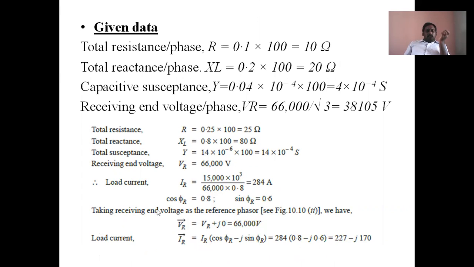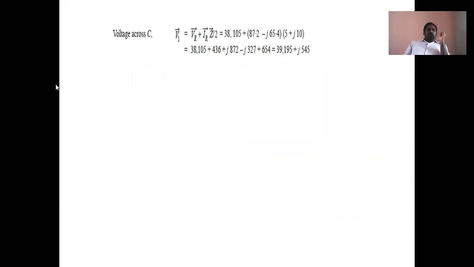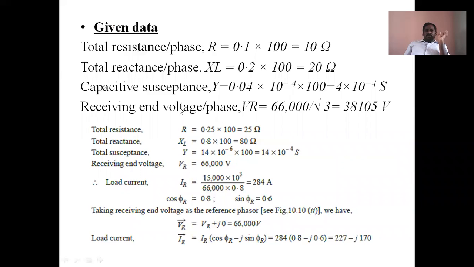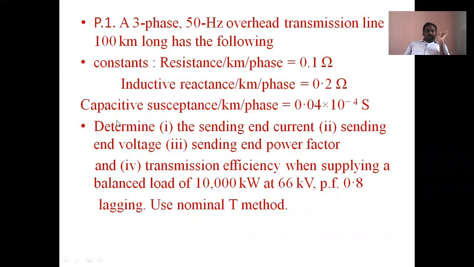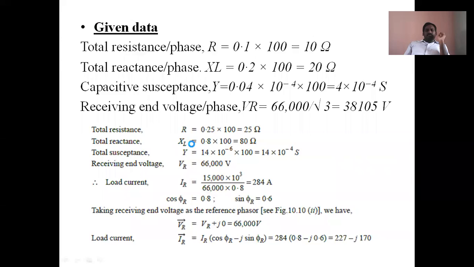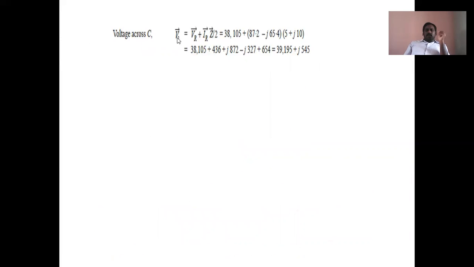Up to this, only data. Now the voltage across the C, V1, is equal to VR plus IR into Z by 2. First we have to calculate the sending end currents. So the voltage across C, V1 bar, is equal to VR plus IR bar into Z by 2. This is the first formula. Voltage across C is represented with V dash or V1, as we already told: V1 bar is equal to VR plus IR into Z by 2.